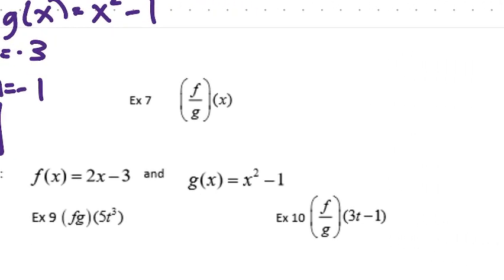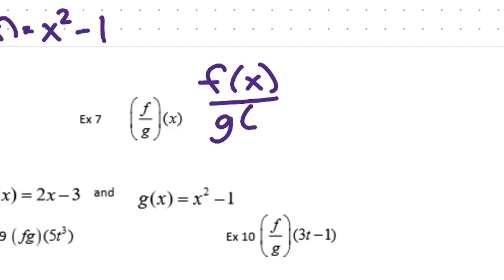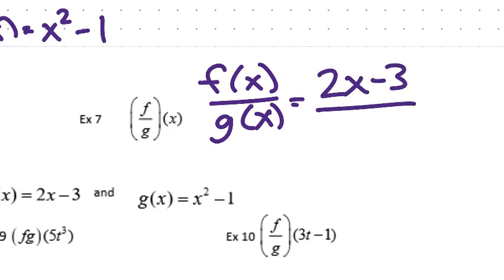Okay, this next one, you don't have a value for x, so we're going to have to do f of x over g of x. I feel like we've already done this one. Didn't we do this earlier? Yep, and it was 2x minus 3 over x squared minus 1.